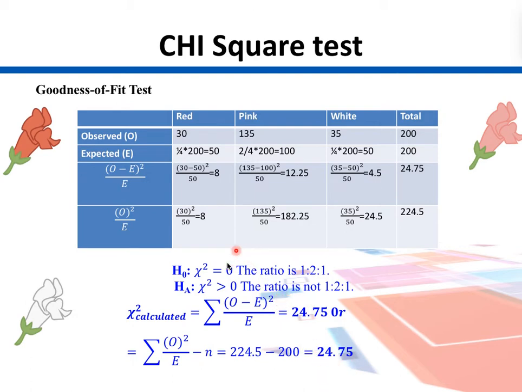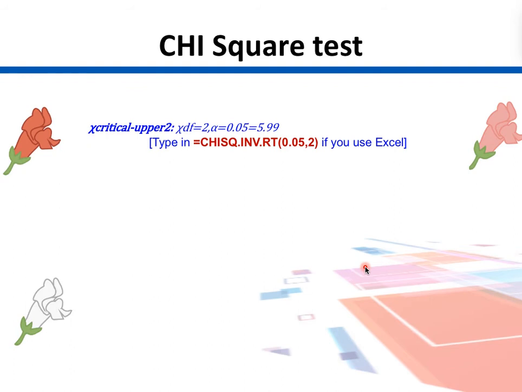Now we write our hypothesis as H naught: chi-square is equal to 0, the ratio is 1 is to 2 is to 1, versus HA: chi-square is greater than 0, the ratio is not 1 is to 2 is to 1. Now we can calculate the chi-square critical using the degrees of freedom and alpha. Degrees of freedom we calculate as the number of classes or categories minus 1. Here we have pink, red and white, so we have 3 categories, so it's 3 minus 1, so the degrees of freedom here is 2.